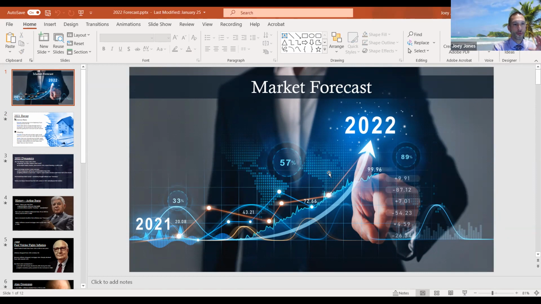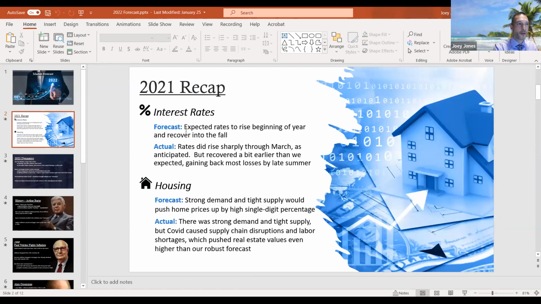So this one speaks more to what the Fed's going to do, what the Fed has done, and how they can manipulate the markets. So this is a recap of '21. Expect rates to rise beginning of the year and recover in the fall. We're seeing that right now. We are in a rising rate environment right now. The Fed is going to jump in and do what they can. They have a lot of tools in their tool belt. They can raise the federal funds rate. They can let their balance sheet run off.